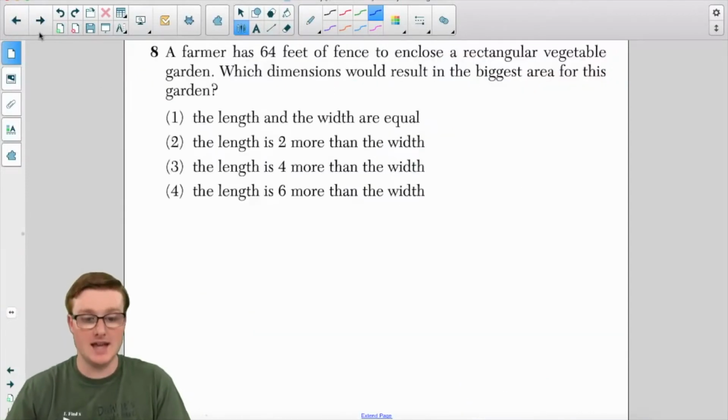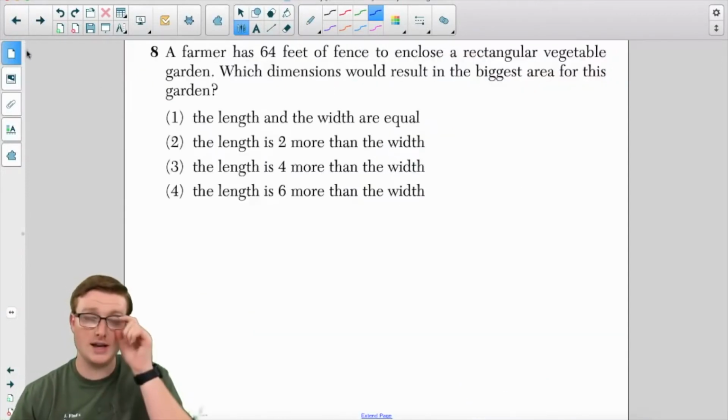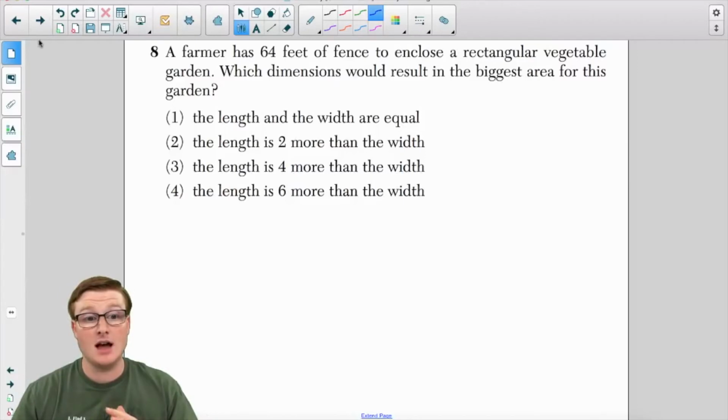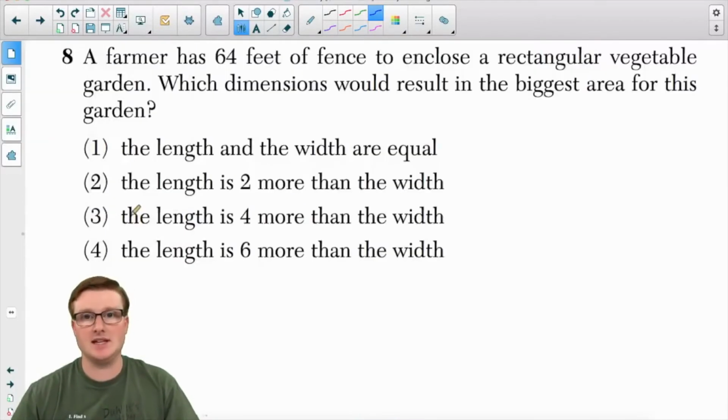All right, moving on to question 8. This is one heck of a question. In my opinion, this is the hardest question on the whole test. I'm telling you. I want to explain this in full detail. A farmer has 64 feet of fence to enclose a rectangular vegetable garden. Which dimensions would result in the biggest area for this garden?